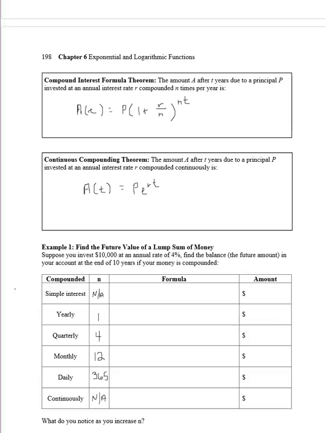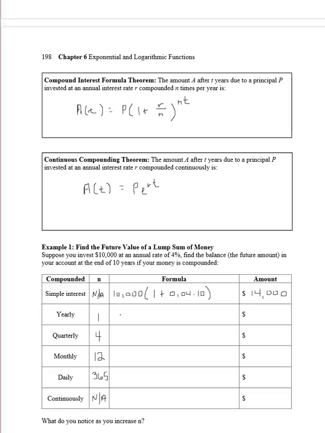So, for simple interest, we use the P plus PRT. So, if we're investing $10,000 at 4%, we have 10,000 times 1 plus the rate, 0.04, times the time, which is 10 years. And that gives us $14,000.